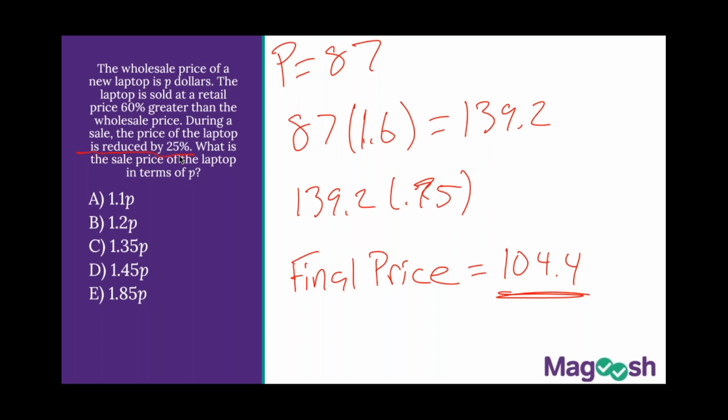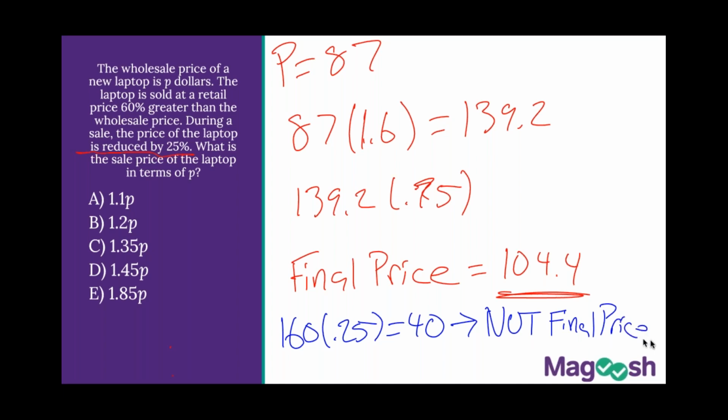What we're doing there is saying, let me write down here in a different color, just so we can see that it's different. So we would have 160 times 0.25, which equals 40. This is not the final price. This is the discount. And so we would need to take this 40 and subtract it from this 160. And that gets us to this 120 number here. But if we just have 40, we'll see nothing in the answer choices would have given us 40. Again, this 25% is what was taken off. It is not the final price.